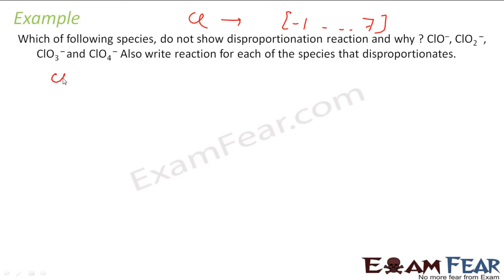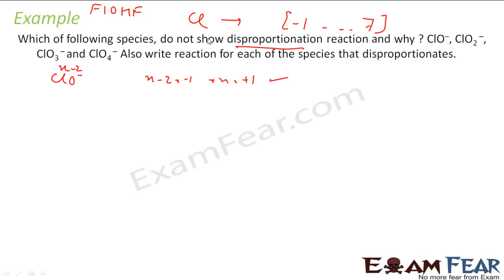So if it's ClO minus, let's apply the formula. For oxygen we can apply, this is -2, and let this be x. So if you solve x minus 2 is equal to -1, you get x is equal to +1, correct? So +1, if you see, is somewhere in the middle. That means it can easily take part in this disproportionation reaction, right?